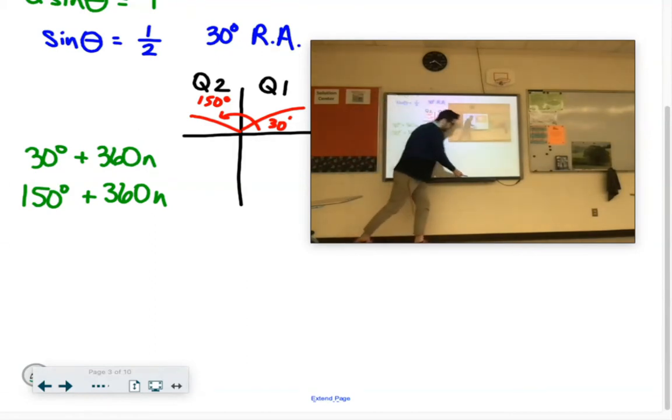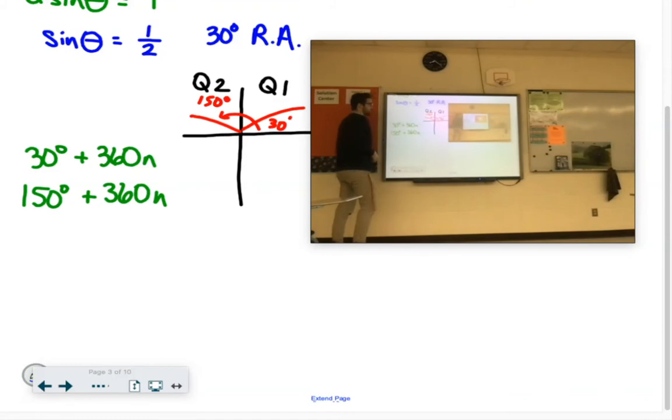Now we also are going to list this in radians. So think of 30 degrees. How many 30 degrees go into 180? It goes in there 6 times. So we would say pi over 6.